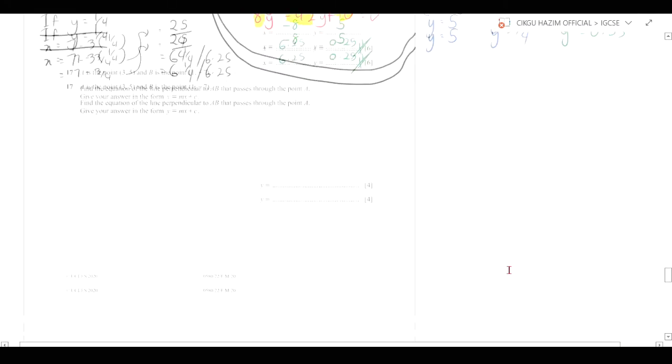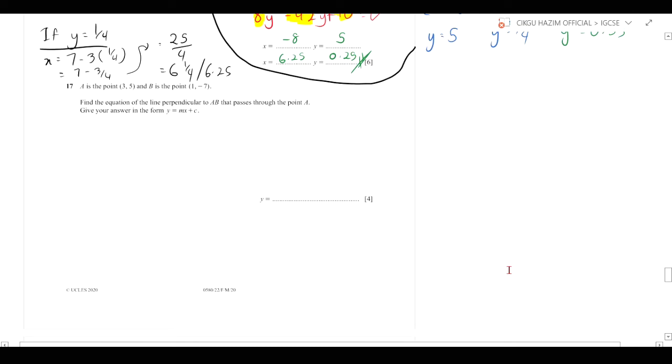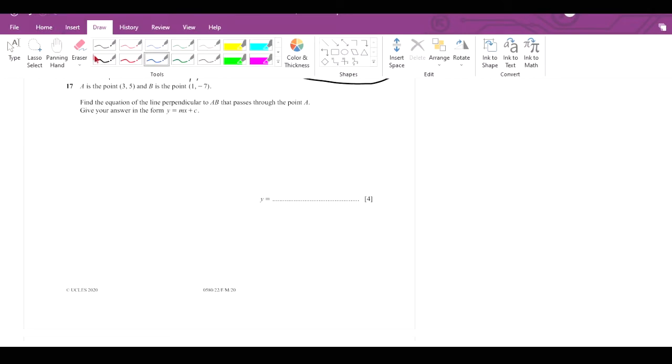Let's see the next question, question number 17. Question number 17 is about a graph question, where A is the point (3, 5) and B is the point (1, -7). So both are coordinates. Now the question is to find the equation of the line perpendicular to AB that passes through point A. Give your answer in the form y equals mx plus c.